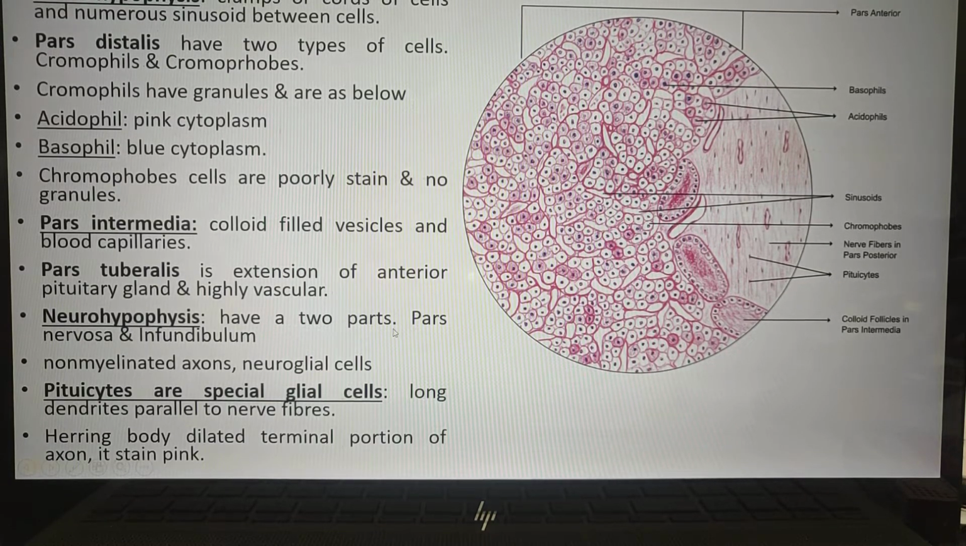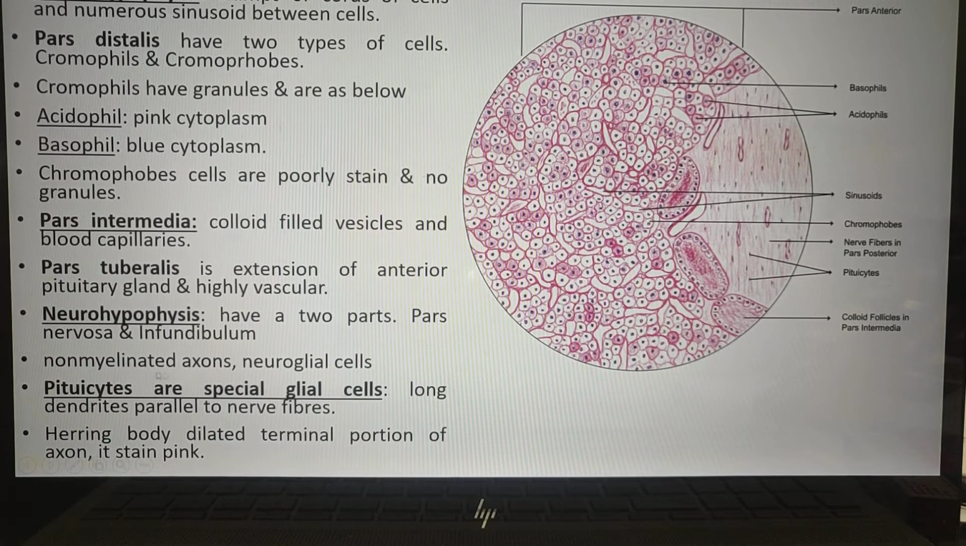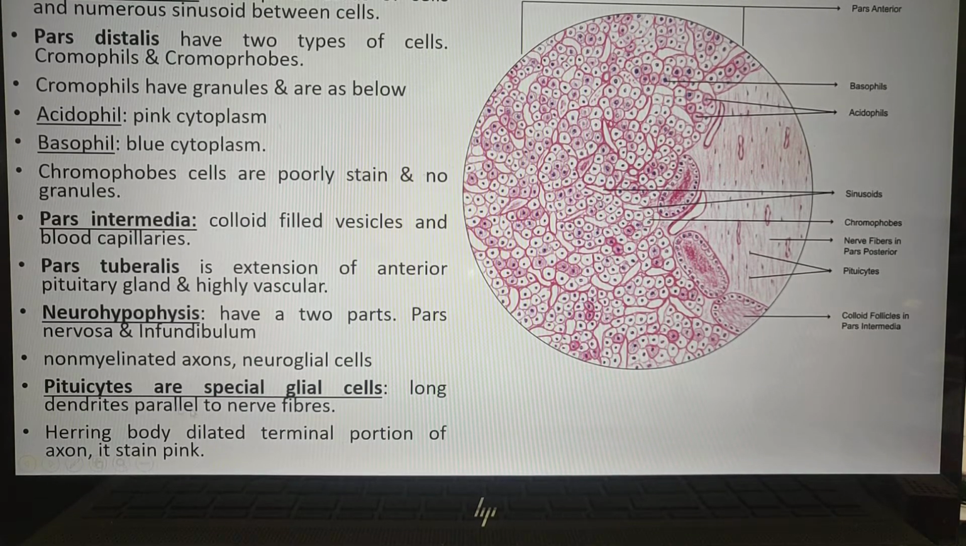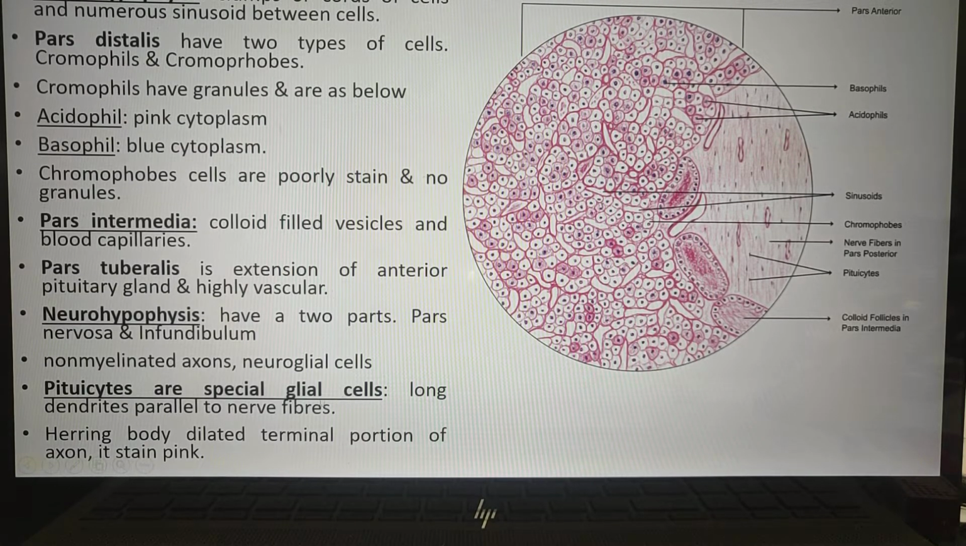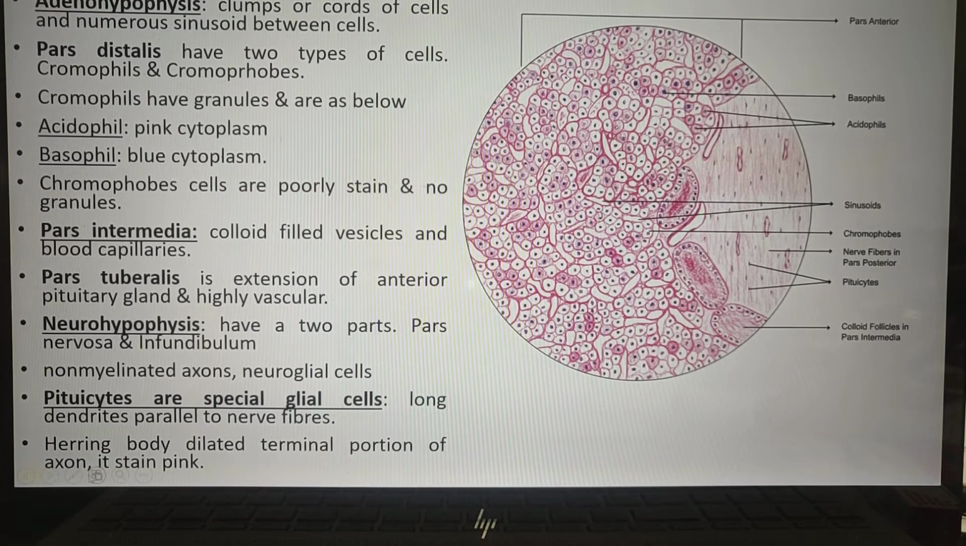The neurohypophysis has two parts, the pars nervosa and the infundibulum. There are non-myelinated axons and neuroglial cells. Particularly, pituicytes are the special glial cells, which are supporting cells with long dendrites parallel to the nerve fibers. Herring bodies are the dilated terminal portions of the axons, and they are stained pink in color.